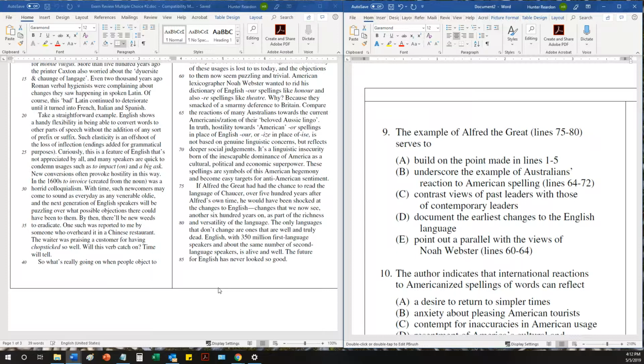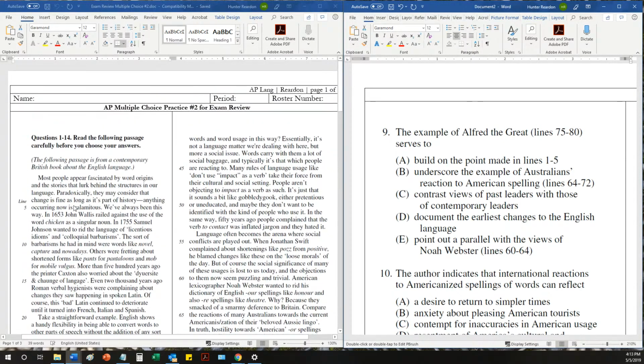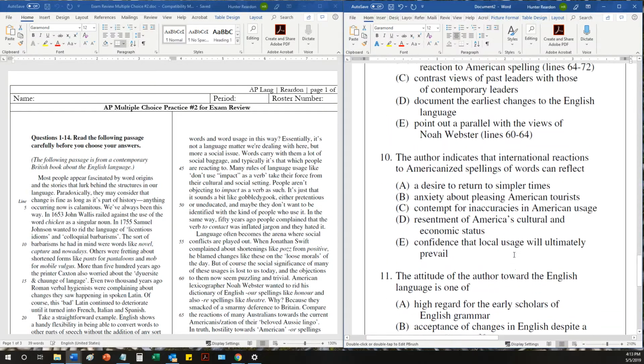That adds a bit of exaggeration to the idea that people often reject language changes as they happen in their own times, and that's really what makes A build on the point made in lines 1 to 5, right, that people see changes happening right now as calamitous, but they're okay if they're just part of history. That's really the idea that's being built on.